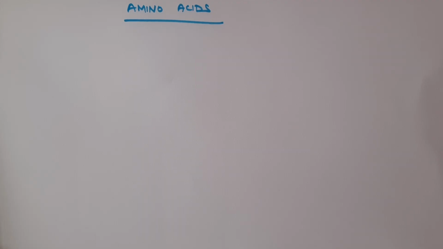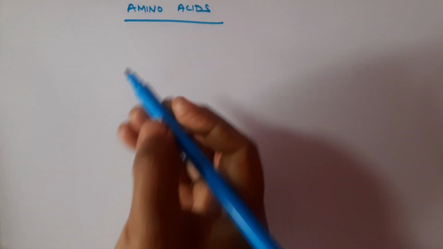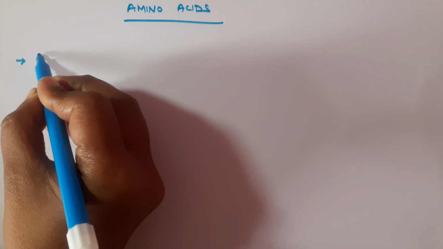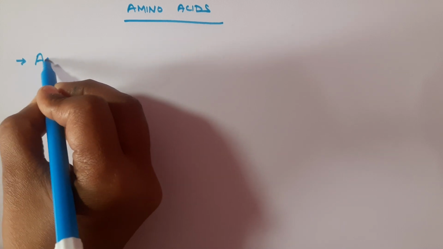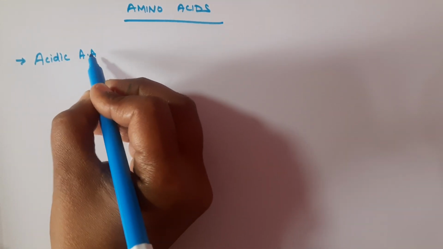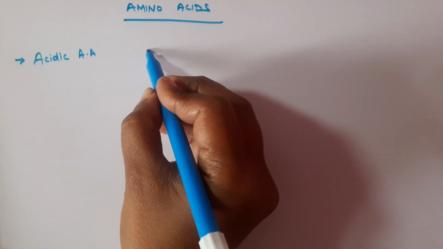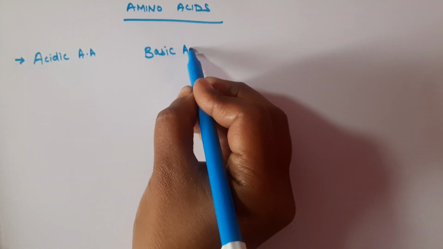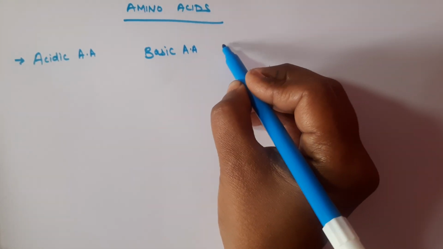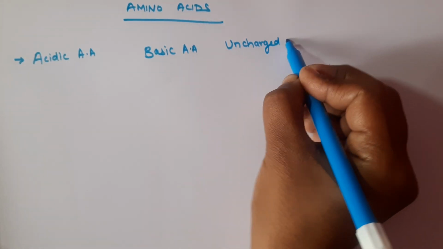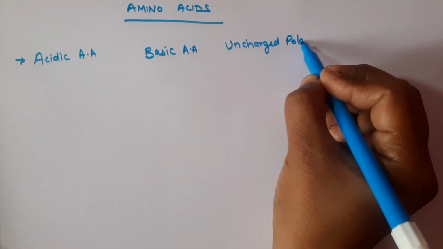Okay. So for you guys to easily remember it, I will just write it again in an easier format. First of all, it will come acidic amino acid. For amino acid, I will write AA. Then we will talk about the basic amino acid. We will write their names. Then we will write the uncharged polar amino acid.